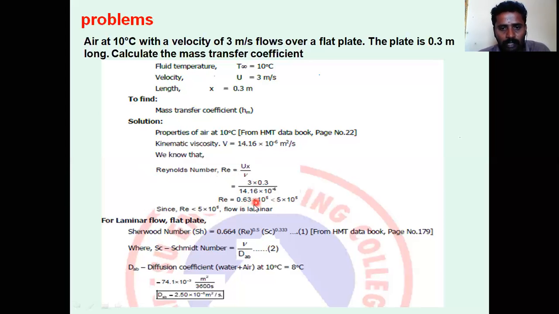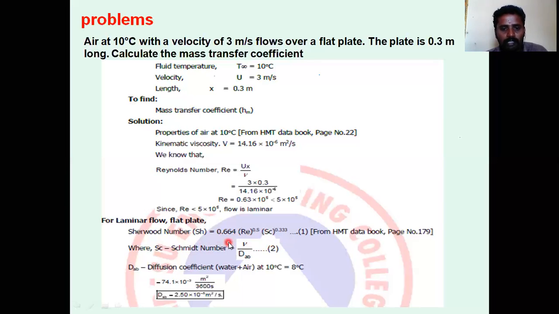Generally students are confused in this region. 5 into 10 power 5 is the limit. Now 0.63 times 10 power 5 is less than 5 times 10 power 5, so the flow is laminar. Next, for laminar flow over a flat plate, we find the Sherwood number from the data book page number 184. Sherwood number is equal to 0.664 Reynolds number power 0.5 Sc power 0.333.